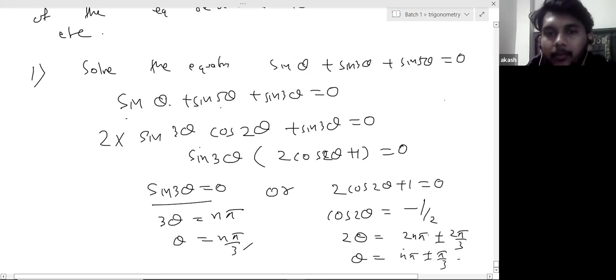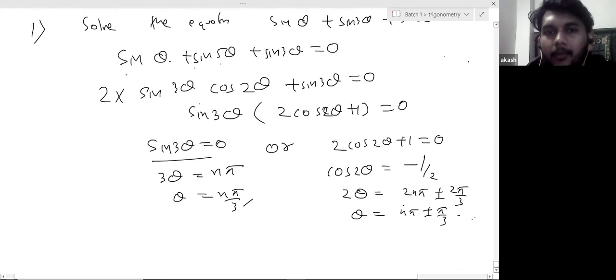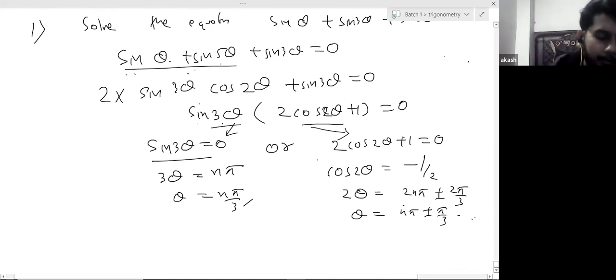Okay, Shravya, you missed it again, this question. Alright, if you had to solve this question, first I applied sin A plus sin B. Taking sin 3 theta common, 2 cos 2 theta plus 1 equals 0. So either this will be 0 or this will be 0. So putting each into 0, we get the values.